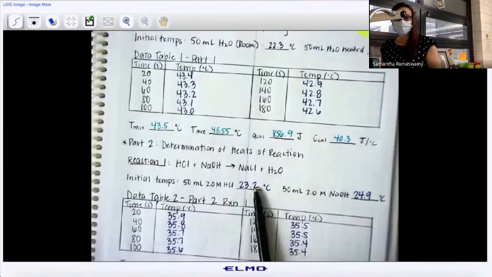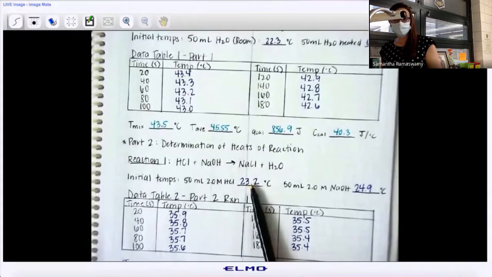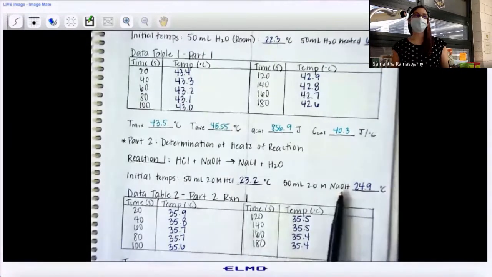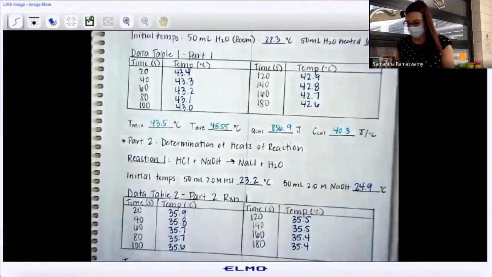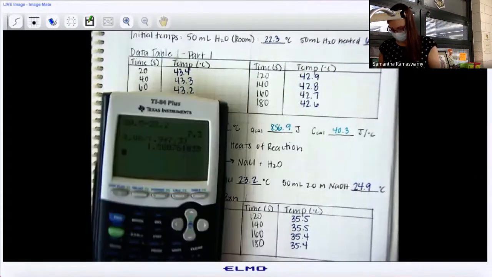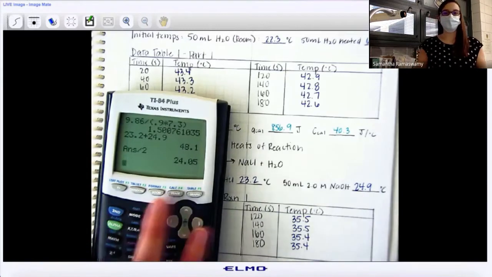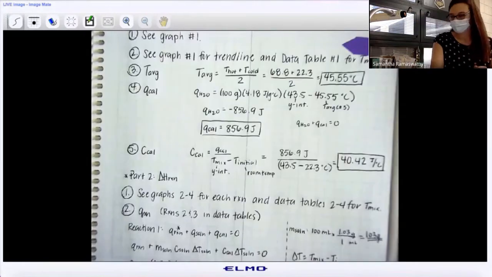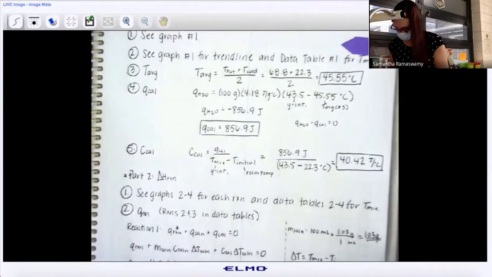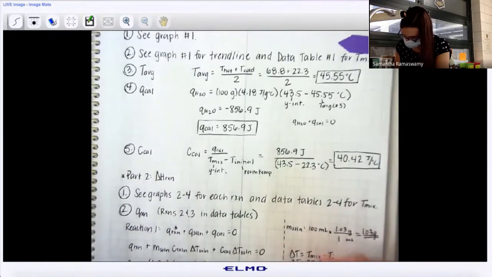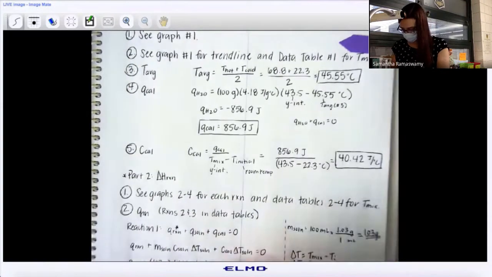If I go back, we're going to have to average them for our initial temperature. Ideally, they're the same temperature because they've been sitting out. Lab is not ideal. So I'm going to average these two for the initial temperature. 23.2 plus 24.9 divided by 2, 24.05. That's our initial temperature. This delta T is what changes for each reaction. 35.9 minus 24.05. So there's our delta T, 11.85.